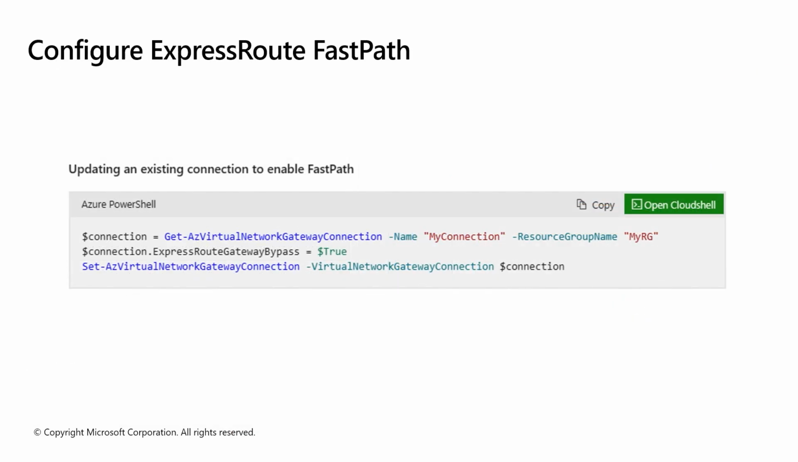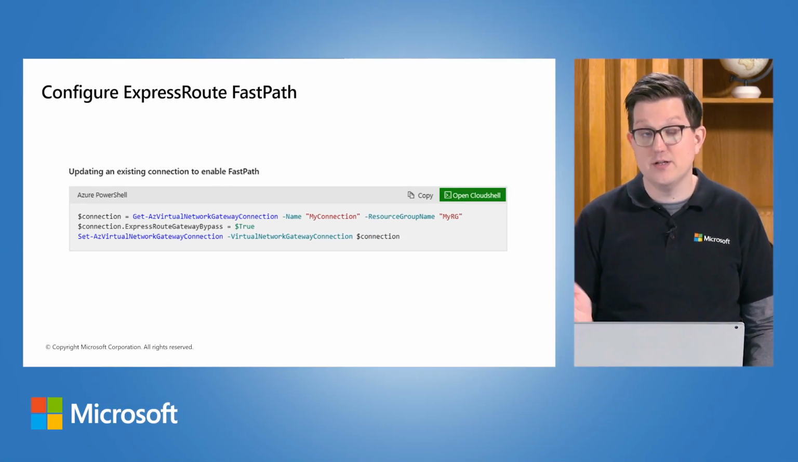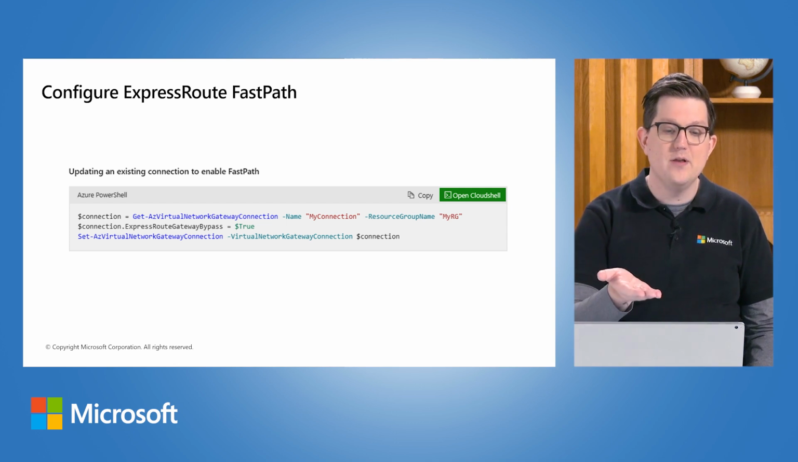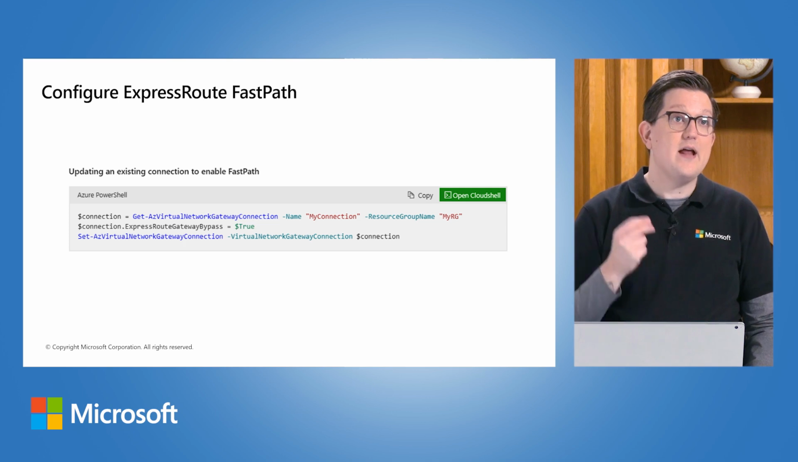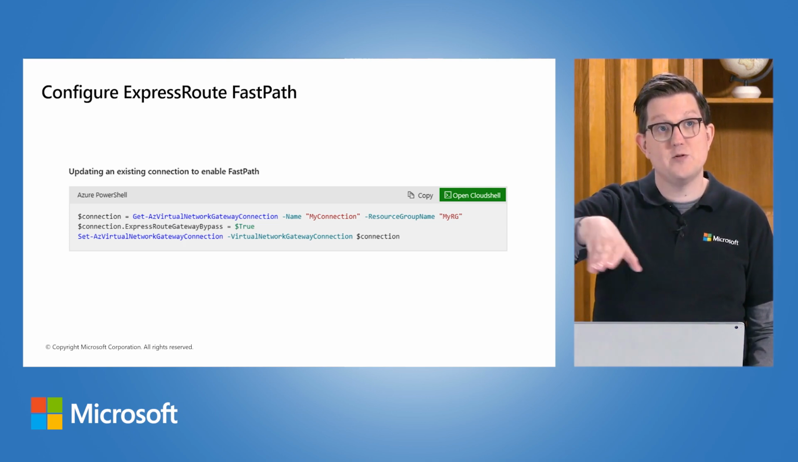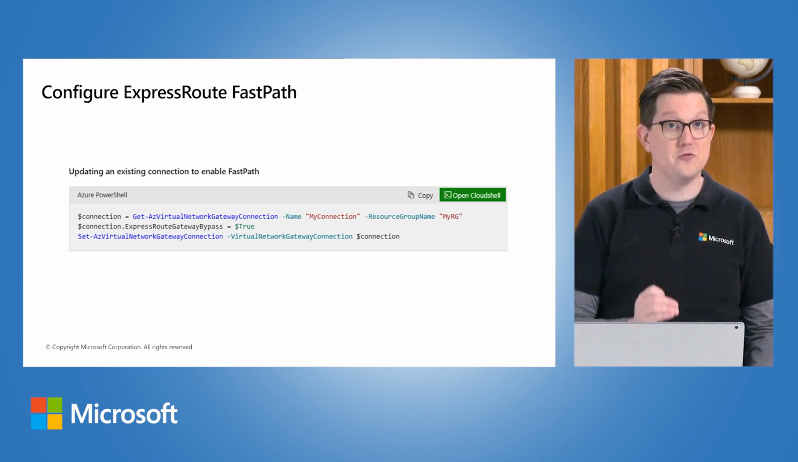Now, to configure ExpressRoute FastPath, it's relatively straightforward. Whether it be through the CLI or the command line in PowerShell, all you need to do is run a simple command to grab the circuit that already exists and enable the ExpressRoute Gateway bypass. By doing that, FastPath will now be enabled, and you will be able to have that initial establishment put through the gateway and then a direct data path across, improving your performance.